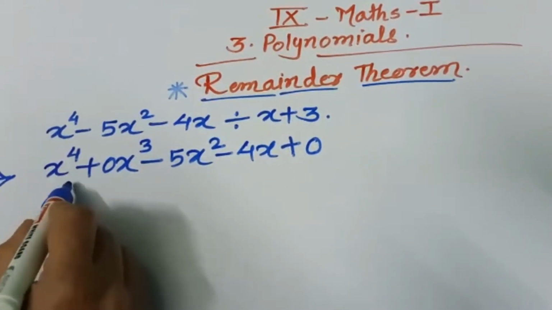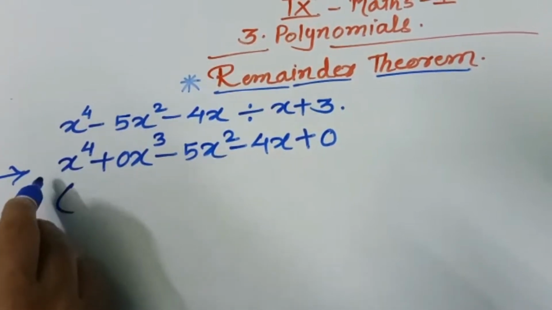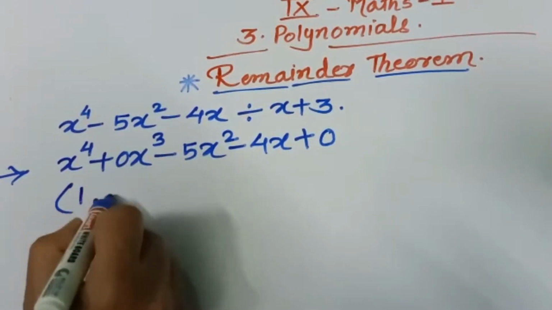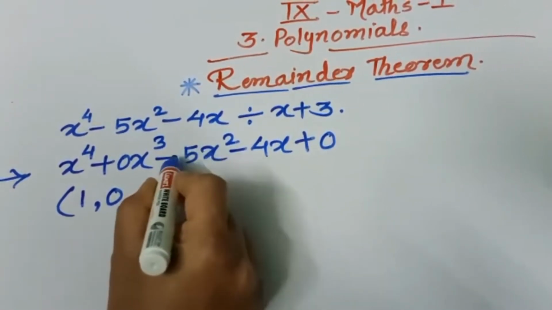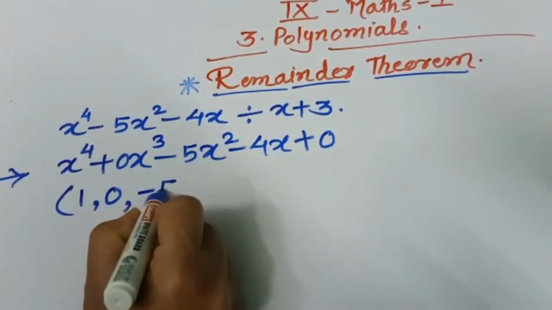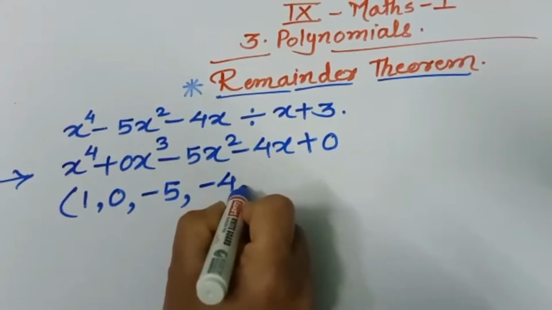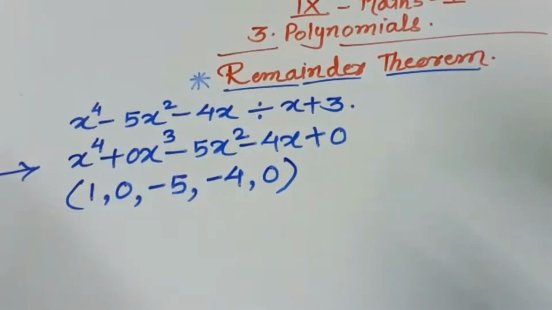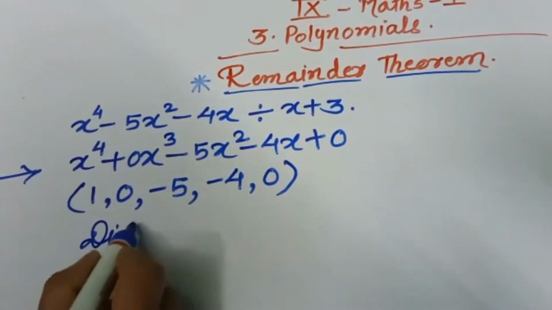So what is the coefficient of this dividend? Coefficient of first term is, number is not given means 1 must be there. So here 1. Afterward coefficient of second term 0. Coefficient of third term x square is minus 5. So write here minus 5. Then the coefficient of next term is minus 4. And the last term coefficient is 0. Followed?